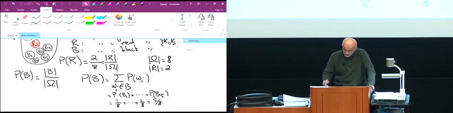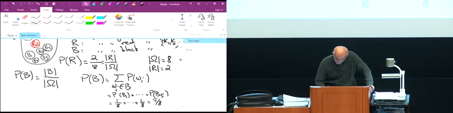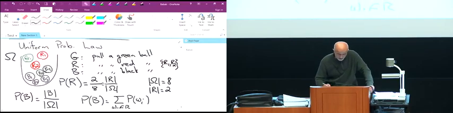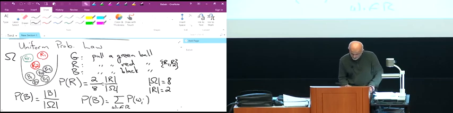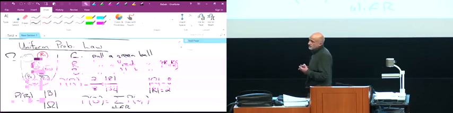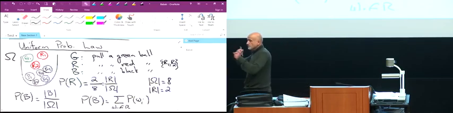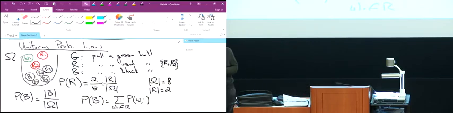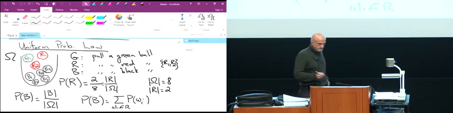Yes, that's why we call this law. So the question was, this assumes that every ball is equally likely to be selected. Yeah, that's exactly right, and that's why we call this the uniform probability law. We're living in a sample space where all the sample points are equally likely to occur. Exactly.